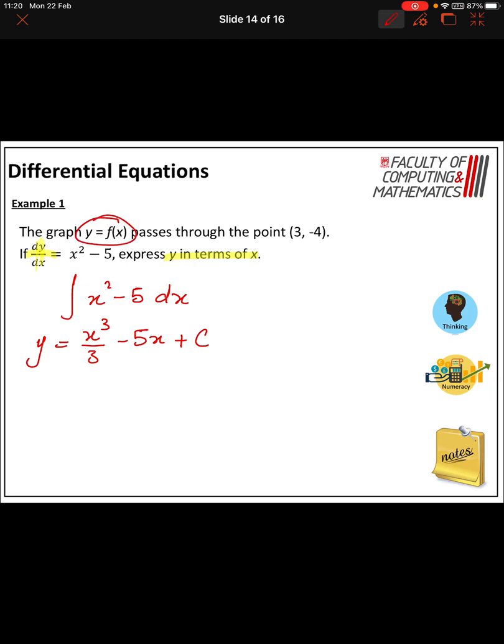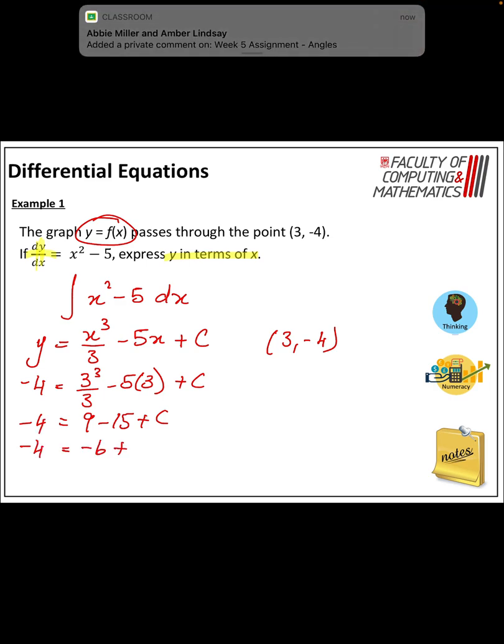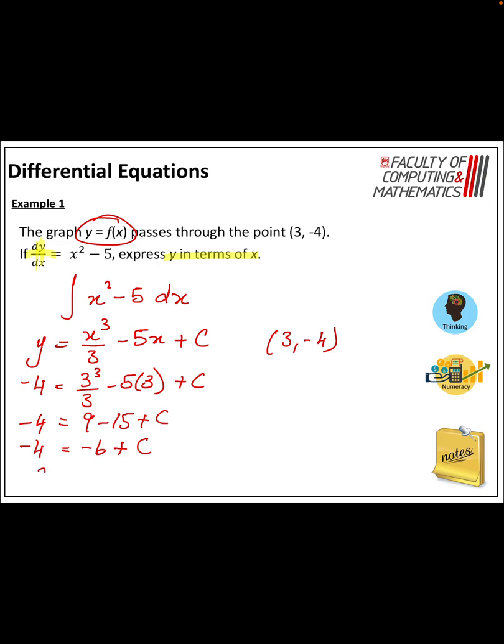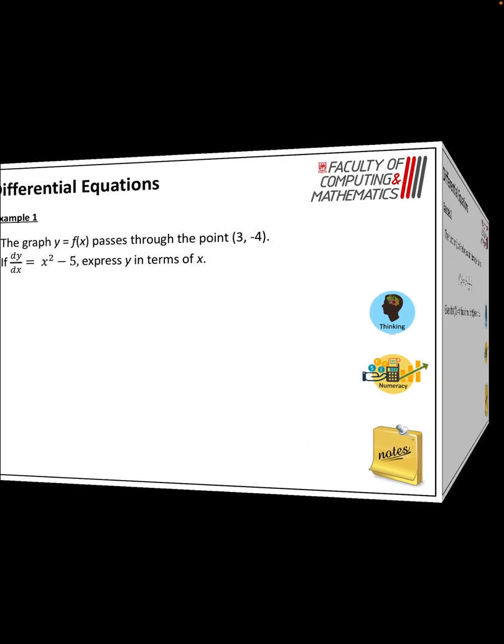Okay, so now they've given me an x coordinate and they've given me a y coordinate. So the y coordinate comes in here and the x coordinate gets substituted in for each x. Okay, so I would have 9 minus 15 plus c equals minus 4. So minus 4 is equal to negative 6 plus c. Okay, so 2 is equal to c. I've first found my constant of integration, and it is good form to then write out the original equation in its entirety. And that's you done.